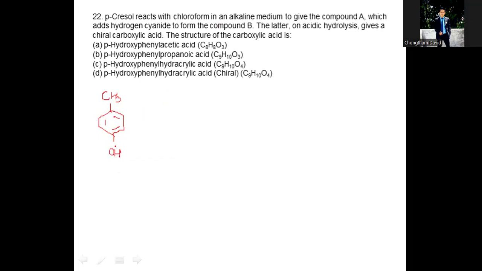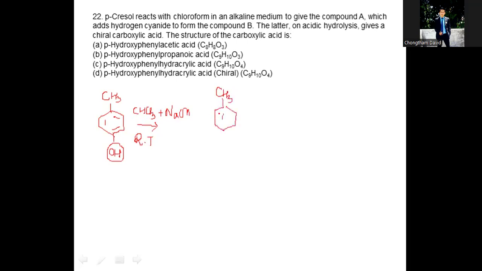At the para position, you have this hydroxy group. When this OH is replaced in the presence of chloroform, CHCl3 plus sodium hydroxide, what reaction is this? I think this is familiar. Call it the Reimer-Tiemann reaction, right? The Reimer-Tiemann reaction takes place.